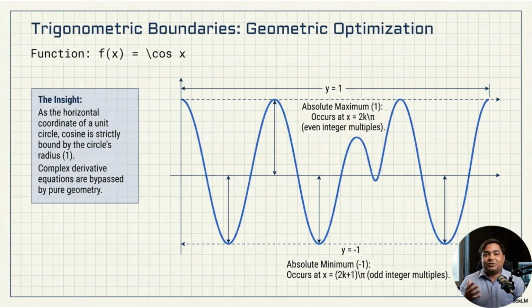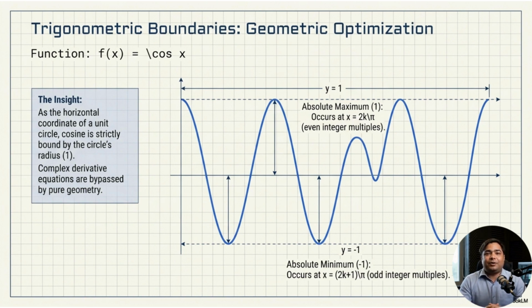Instead of only using derivatives, this slide emphasizes geometric understanding. Cosine x is related to the horizontal coordinate of a point moving on the unit circle. The value of cosine x always stays between -1 and +1. But here we are using the absolute value of cosine x. Absolute value means all negative values become positive. Therefore, the absolute value of cosine x always stays between 0 and 1.